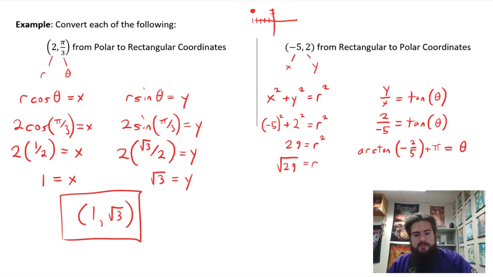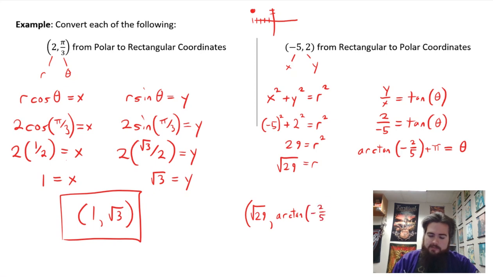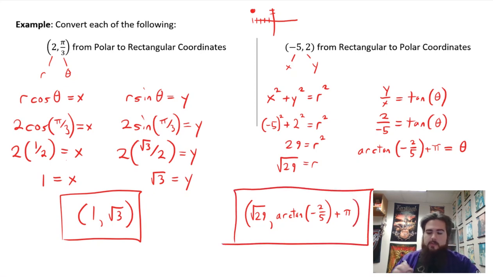We could approximate that, but there is no need to do so. I will just keep my answer as it is, and I will say that my point is now in r, theta form. Square root of 29 as r, and then arctan of -2/5 plus pi as my theta value. That would be my answer there.